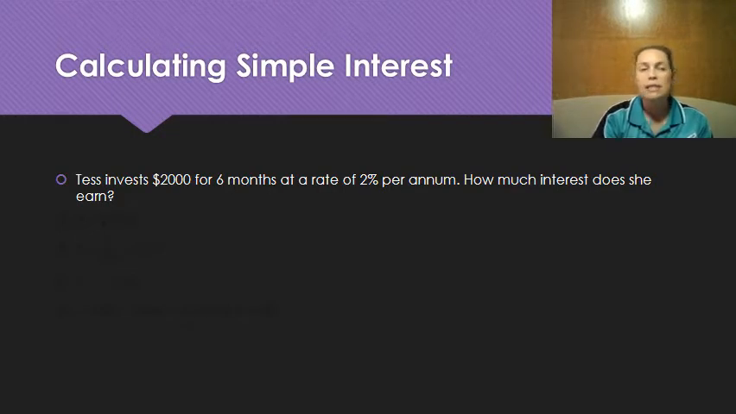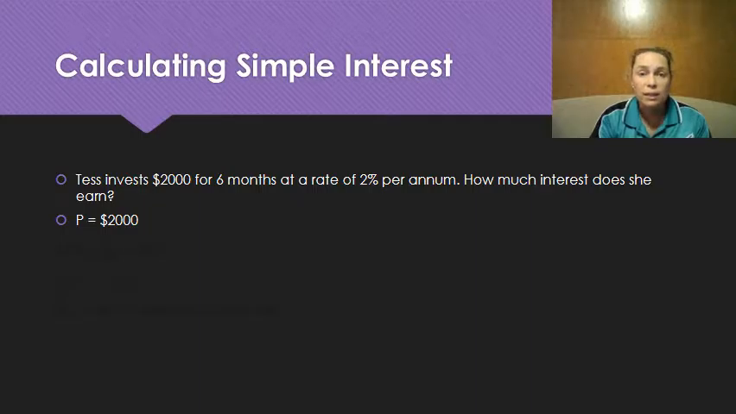So our problem is that Tess invests $2,000 for 6 months at a rate of 2% per annum. So we need to calculate how much interest she earns. Now, the first thing we do is we need to assign values, or labels, to each of those amounts. So let's begin with the principal. Remember, the principal is the amount of money you have at the start that you want to invest. So P is equal to $2,000.